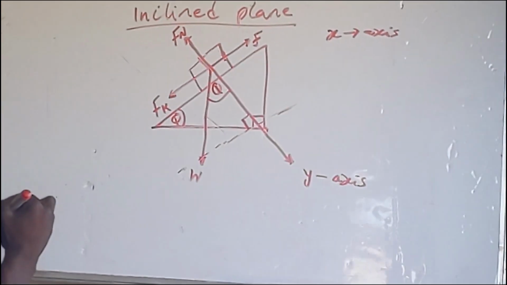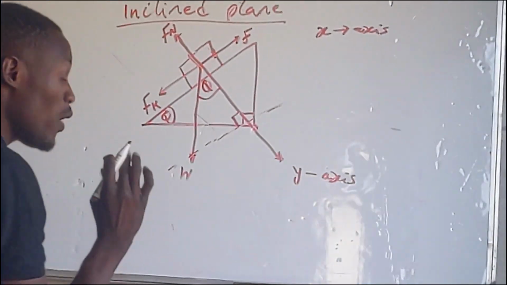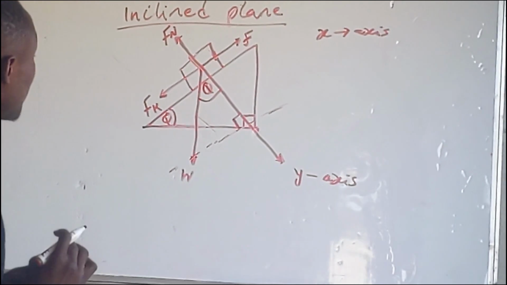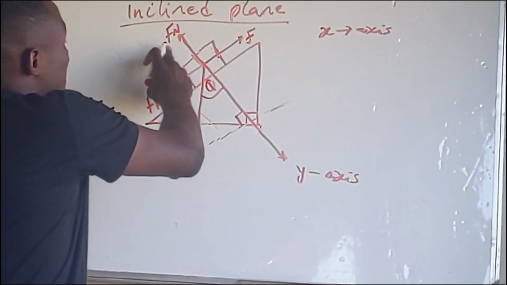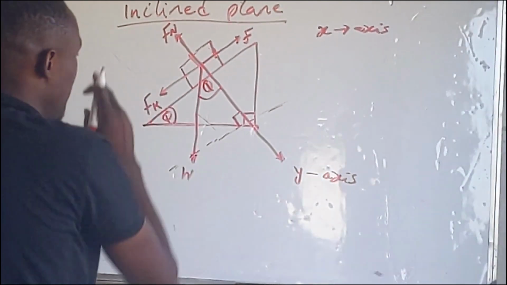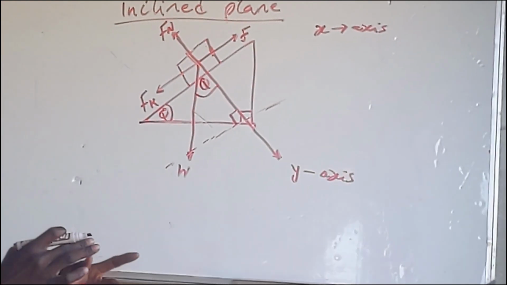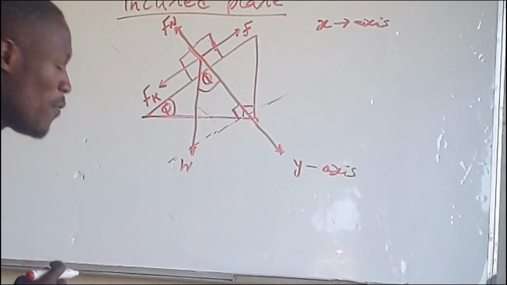Then from there, let us break the components of weight into x and y axis. Why are we doing that? We know that a certain component of weight is the one which is opposing the normal force. Therefore, we are going to use the trig ratios to break this down into x and y components.